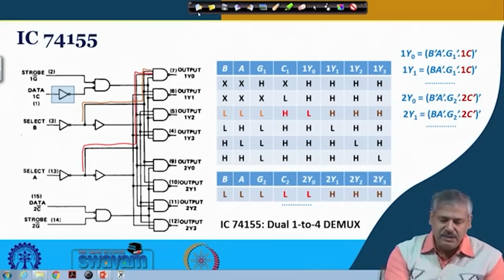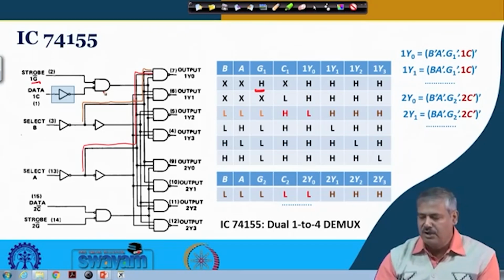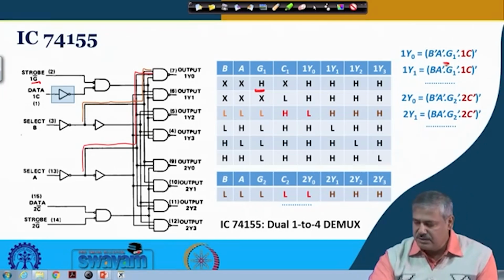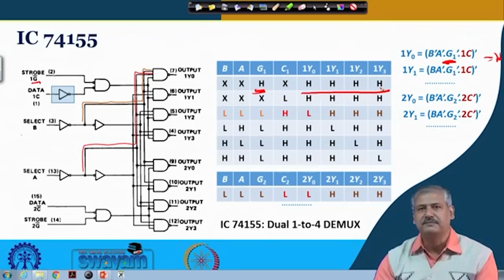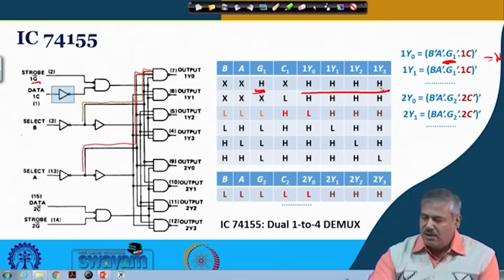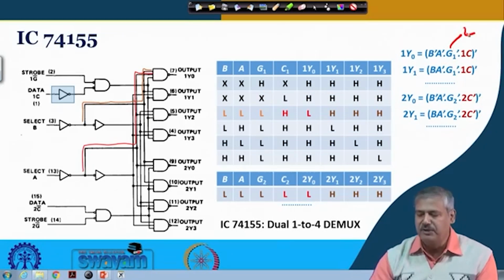Now, how will the truth table map out? We see that when the strobe is high, this is the value over here. When the strobe is high, this particular output is 0, so this is a product term, and 0 prime is 1, that is high. So irrespective of the other values, when the strobe is high, all the outputs are high. This is clear. For normal operation, the strobe should be low.